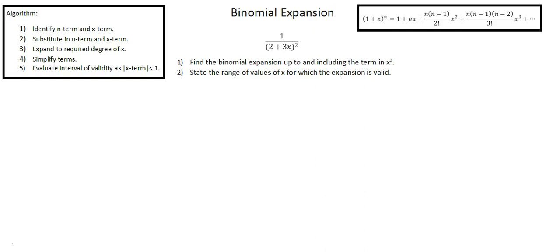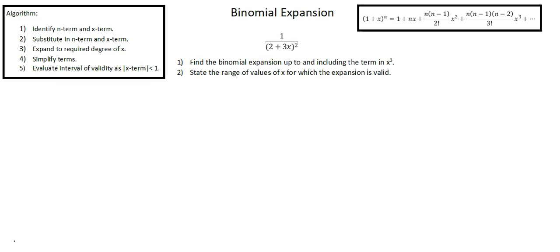Our topic is binomial expansion, and now we're looking at example number 3. Our binomial term is 1 over (2 plus 3x) to the power of 2. Our requirements: 1. Find the binomial expansion up to and including the term x to the power of 3. 2. State the range of values of x for which the expansion is valid.